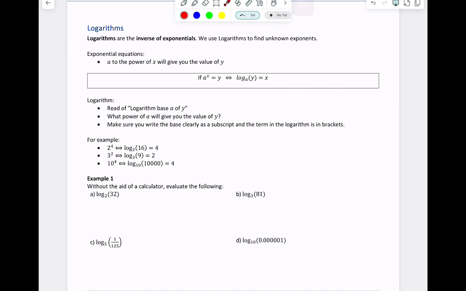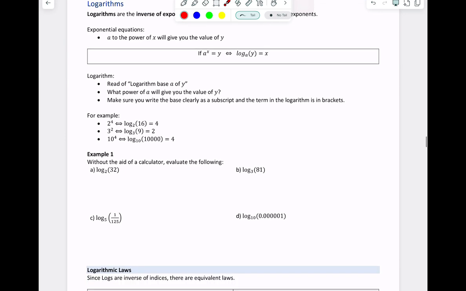So let's dive into a couple of examples here. You can see that 2 to the power of 4 can be rewritten as log base 2 of 16, which will equal 4, and you can see 4 is the power there. Okay, 10 to the power of 4 can be written as log base 10 of 10,000. As you can see, there are 4 zeros there, and the power is 4. So 10 to the power of 4 is 10,000, and it's just a way of rewriting this.